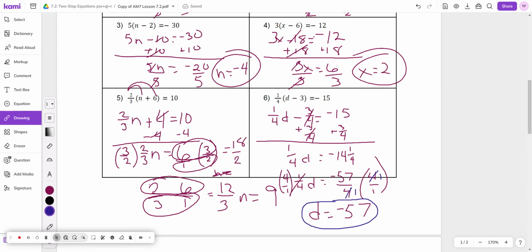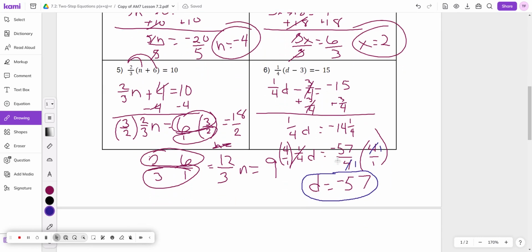And so then I also multiplied by the reciprocal. When I took negative 57/4 and multiplied it by 4 over 1, my fours cancel out because we can cross simplify, which in the end just leaves me with negative 57. It seemed a lot more crazy than what we thought it was going to be.